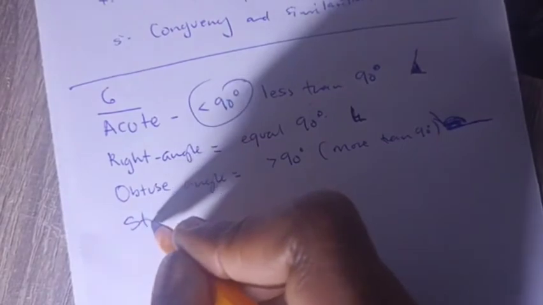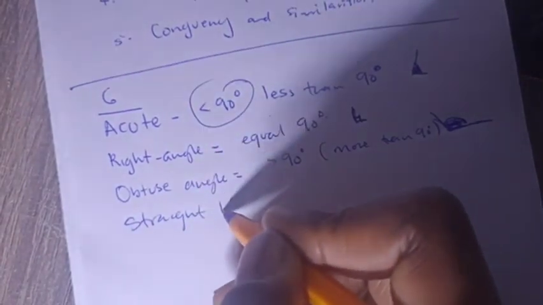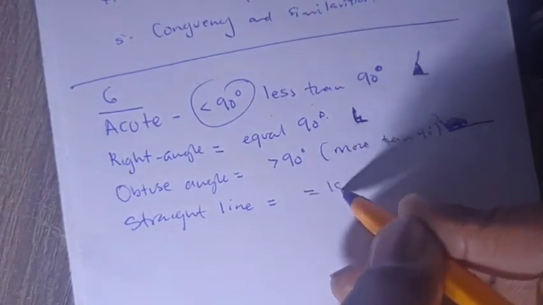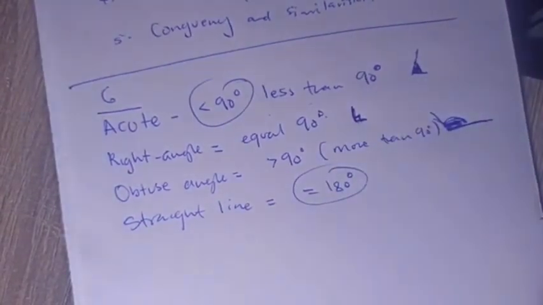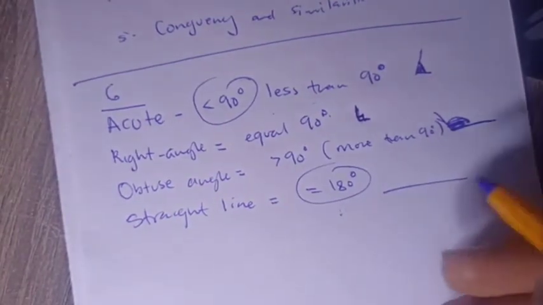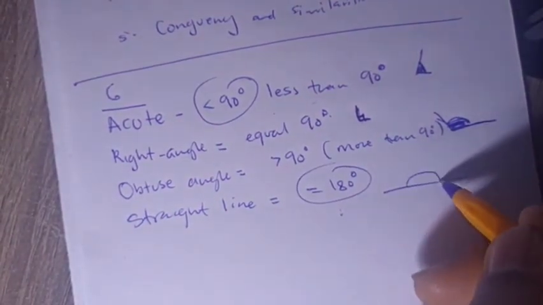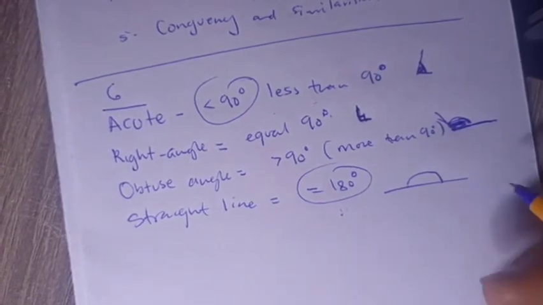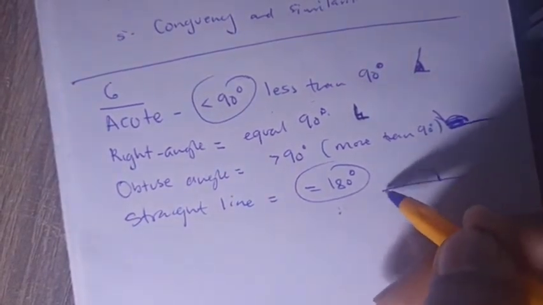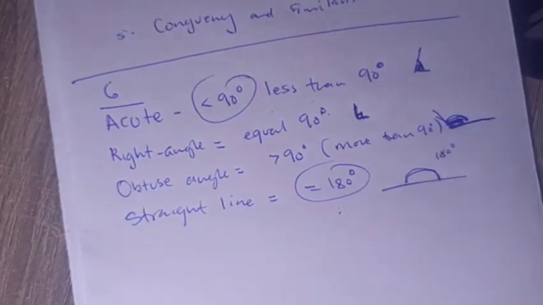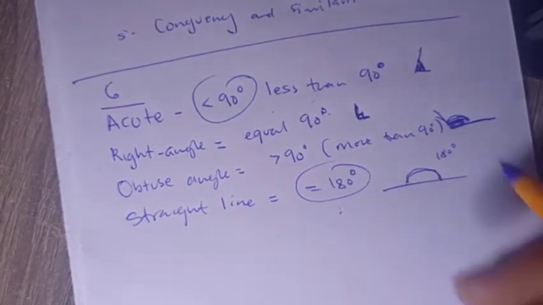We've got a straight line angle. A straight line angle is an angle that is equal to how much? 180 degrees. We're going to be using this one a lot of times, so you better know it now. If you've got your protractor, you're going to see that it's actually half a circle. So it's 180 degrees. We call it a straight line.